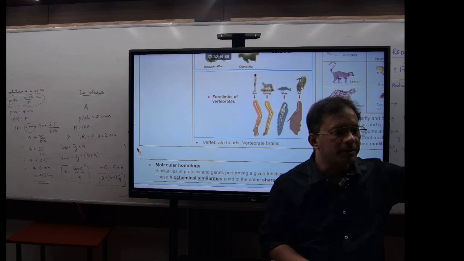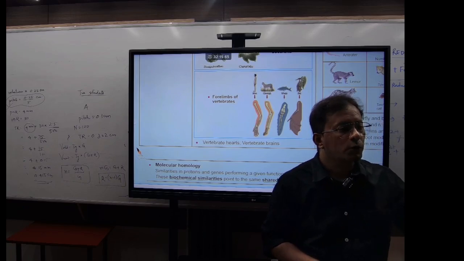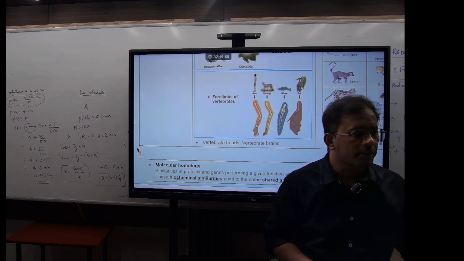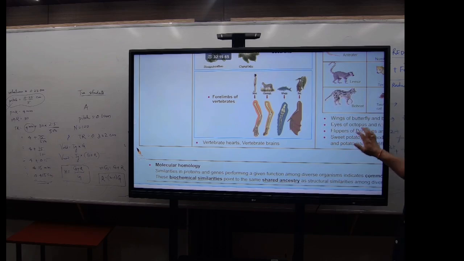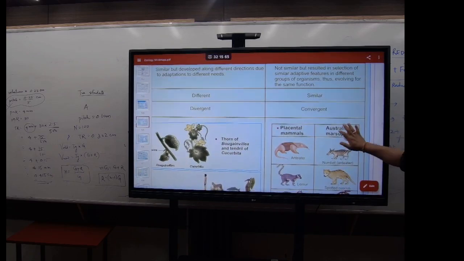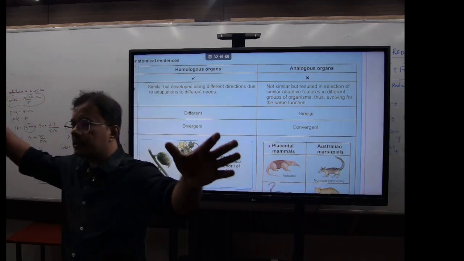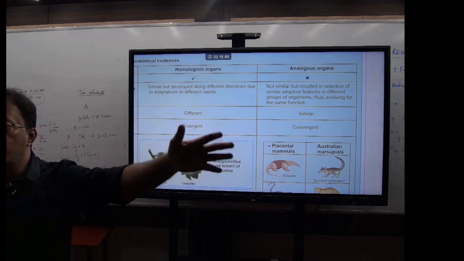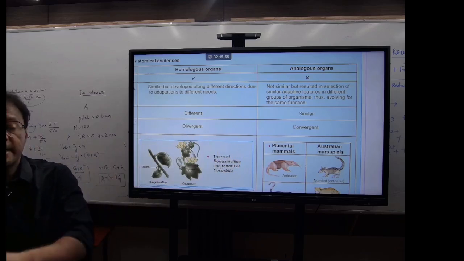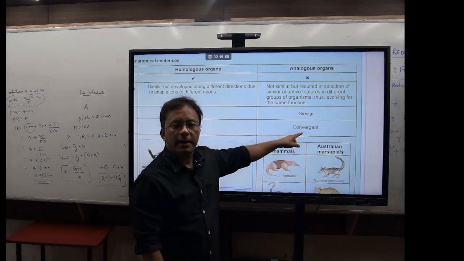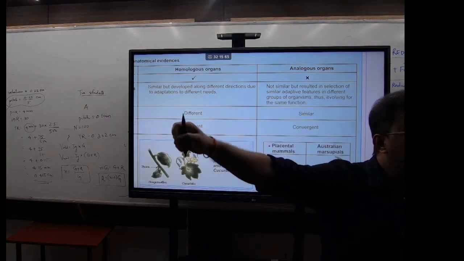Fishes have single circulation. Amphibians, reptiles have incomplete double circulation. Crocodiles, birds and mammals have double circulation. The functions are different, but the structure is almost same. That is homologous. Second one is analogous. They are not similar. So, different structures evolving to perform the same function. That is called analogous organs, and these are the result of convergent evolution. For example, the wings of insects and the wings of the birds.